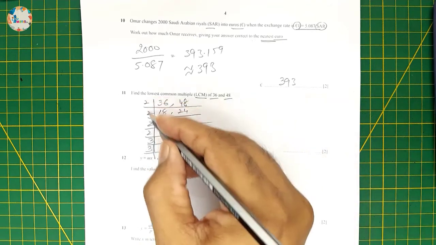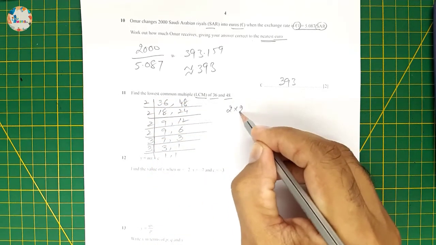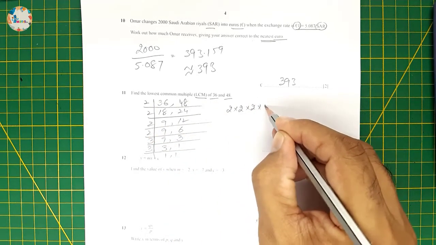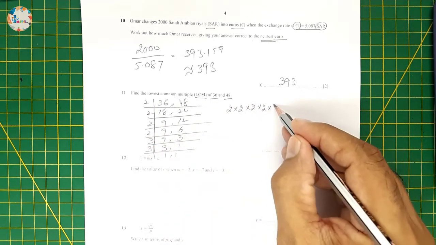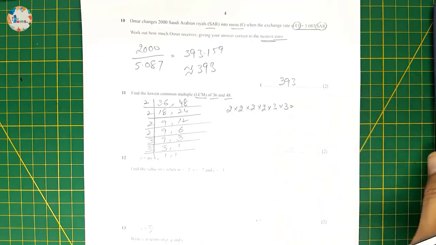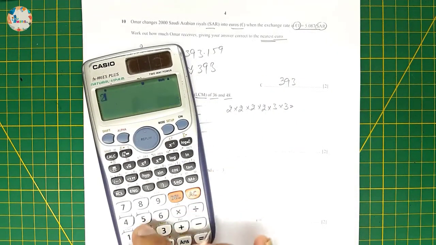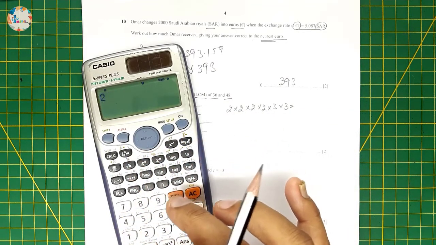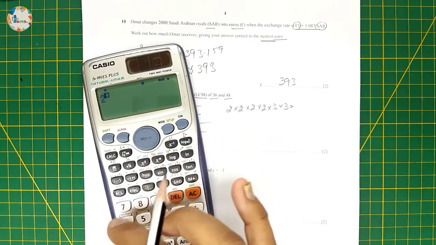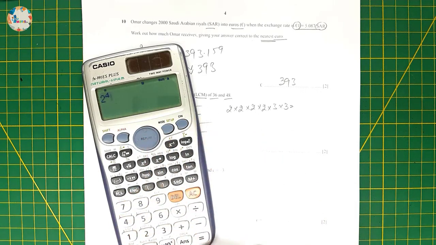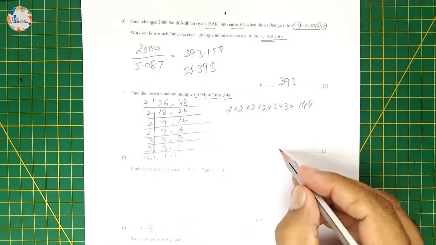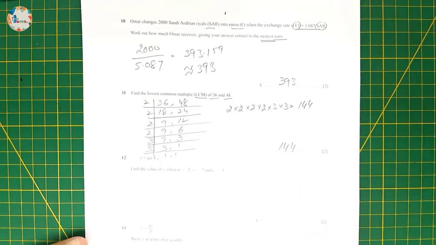Now we can multiply all these numbers, 2 into 2, 1 2 3 4 times, and 2 times 3. If we multiply this, 2 raised to the power 4, multiplied by 3 raised to power 2, this will result in 144. So our answer will be 144. This will be our LCM.